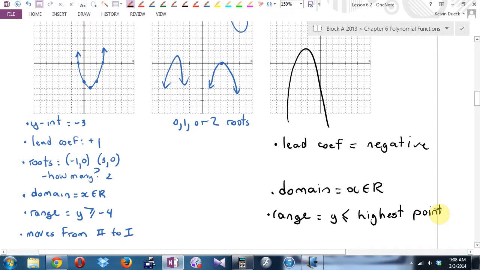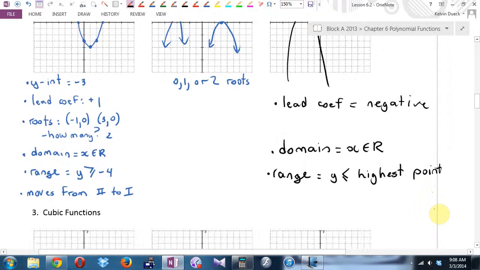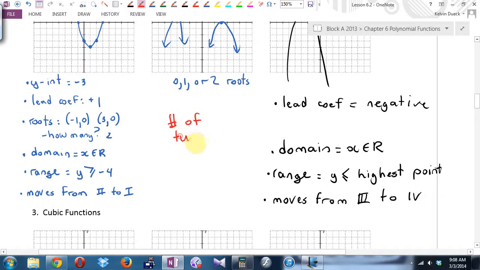Now, this one moved from quadrant 2 to quadrant 1. How will this one move? Quadrant what to quadrant what? Moves from quadrant 3 to quadrant 4. And then the last thing, for any parabola, how many turning points?